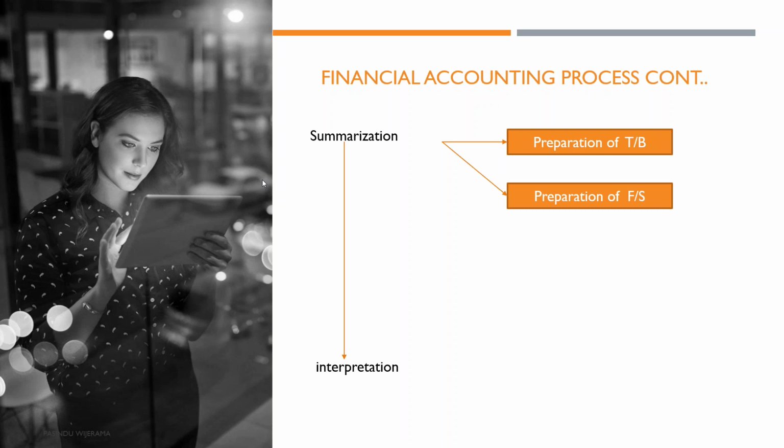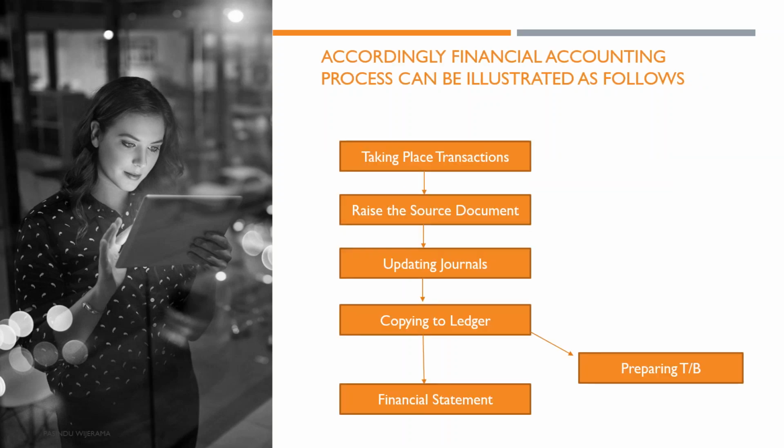Then once you raise the source document, what is the next step? Record them. Updating journals. Exactly. Record them in the journal. Another name for the journal? Prime entry book. Good. And once you record them in the journal, what's the next step? Copying to the ledgers. Very good. Copy into the ledger. And after that, preparing the trial balance. Exactly, and then you prepare the financial statement.